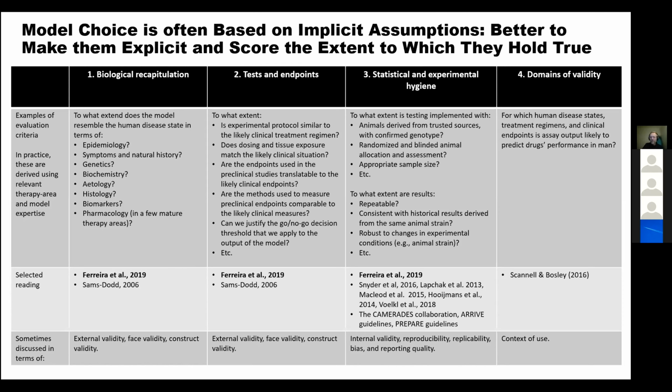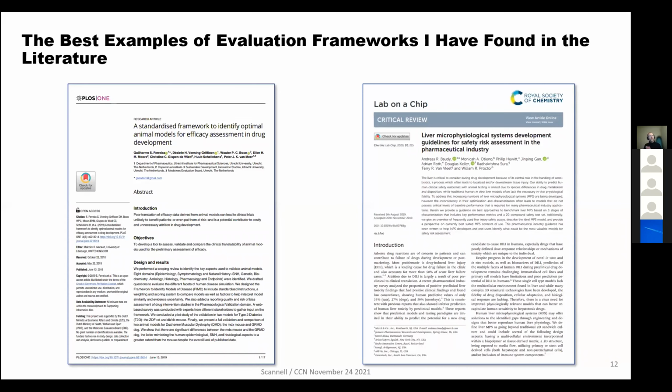So on to a bit more practicality. There are some good examples of evaluation frameworks in the literature. There's a very nice framework which a collaborator of mine, Guy Ferreira, has published with colleagues, which is called FIMD. That's the standardized framework to assess animal models for efficacy assessment. And also there's some particularly nice examples from toxicology, where arguably the historical data makes model evaluation easier. But I think if one reads some of those toxicology examples, one gets a sense as to the kind of evaluation frameworks that one should be applying to efficacy models.